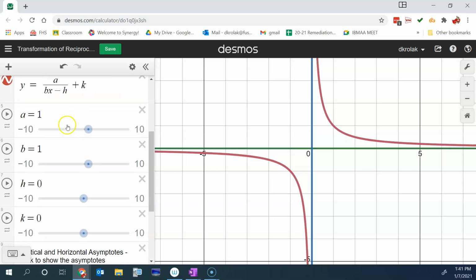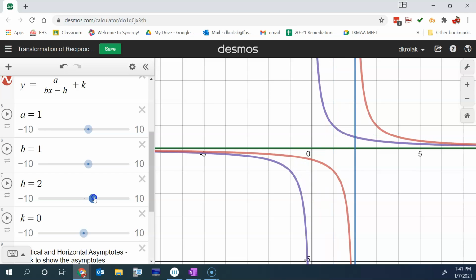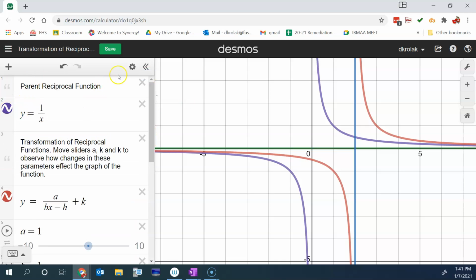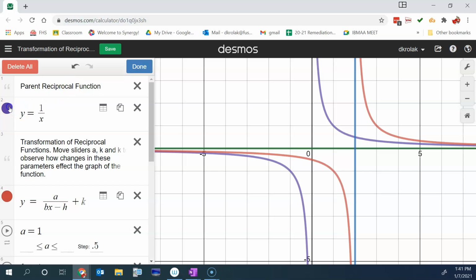Okay, now if I take this and I move H, you can compare it to the original. So now I'm going to move H to 2. And there's the new graph. The original graph is the one that's in purple. So all that happened is that everything just slid 2 to the right. Make this dots.